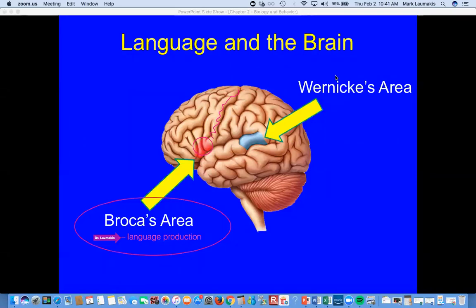So if you had damage to Broca's area, what do you think is going to happen? What are you going to be unable to do? Produce speech, okay? If your Wernicke's area was still intact, the wild thing is, if this is still okay, you could actually comprehend what people are saying to you, but not respond to them.